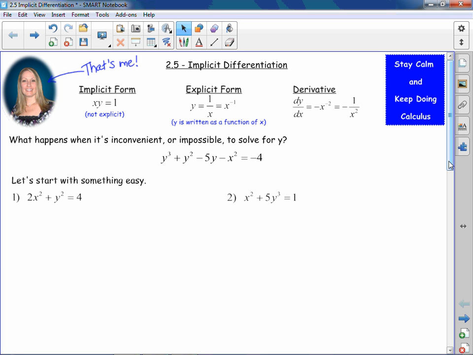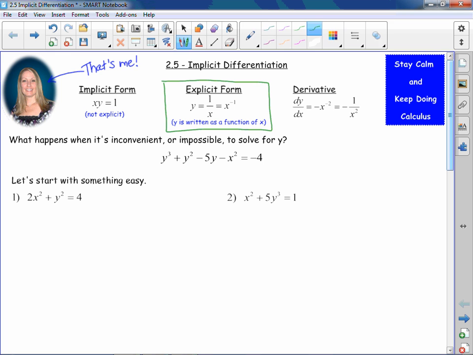Okay, so implicit differentiation. Well, first let's start with explicit differentiation, which is what you've been doing up till now. Oh, and also pause whenever you need to. Just let Ms. Curry know that you need to wait to pause it, take some notes. Don't get behind so that you can pay attention.